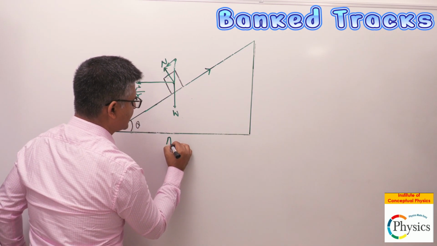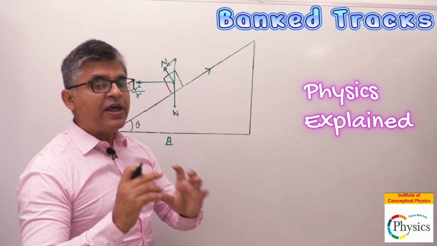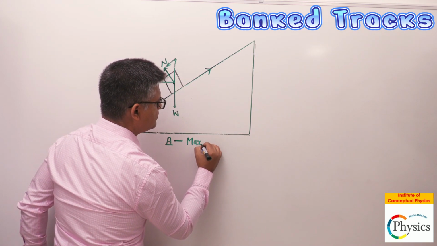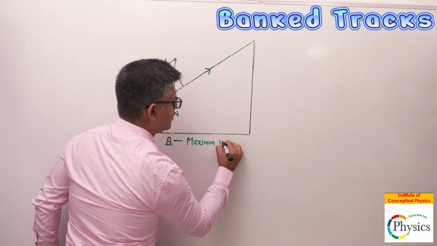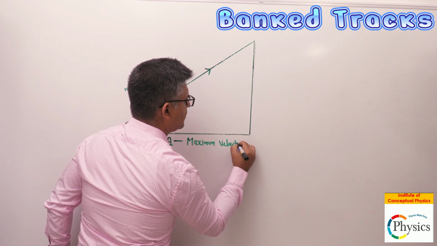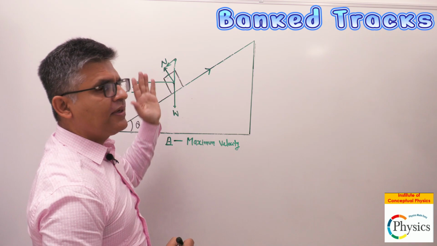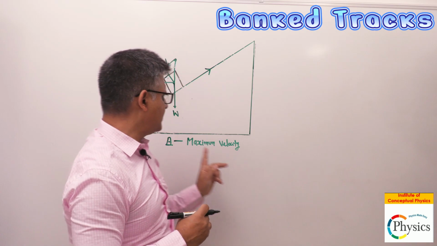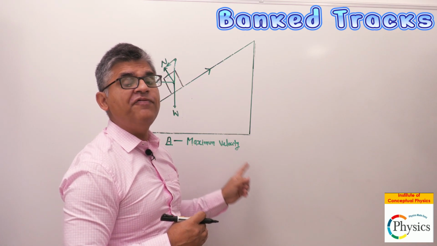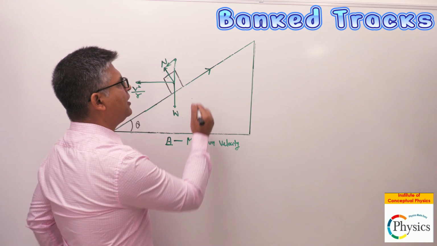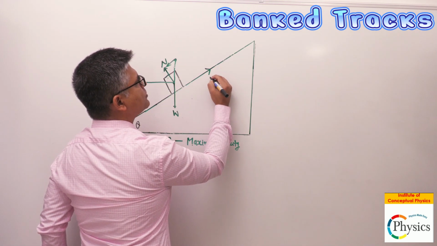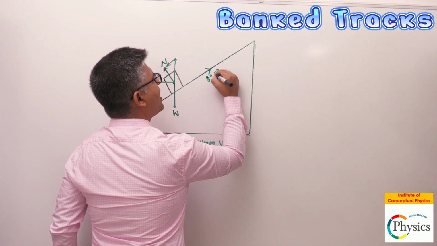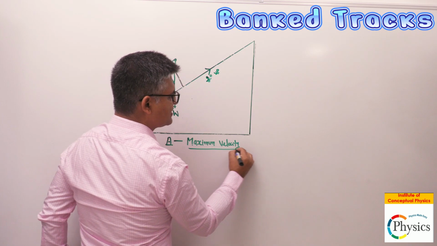Now situation number A, which you must know, is the situation of maximum speed or velocity, okay? If you are going around a curve in your car, and if you cross this maximum velocity, you will have a tendency to go up when you cross this maximum velocity.